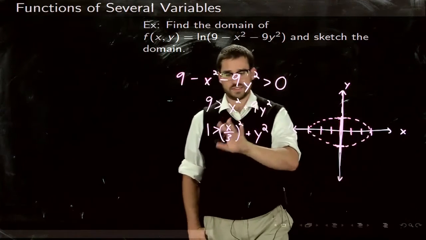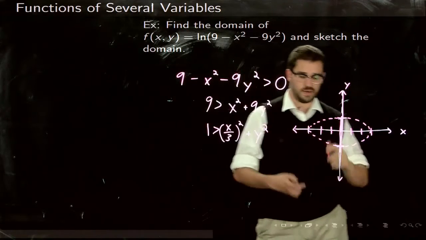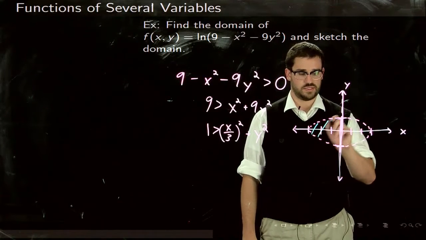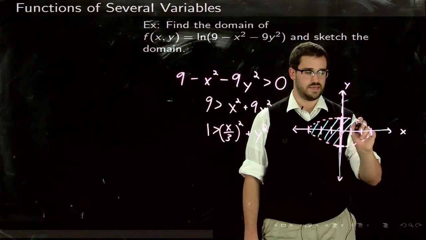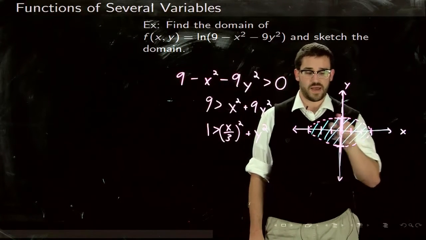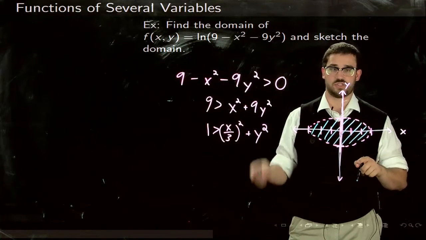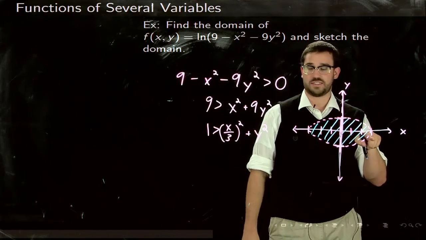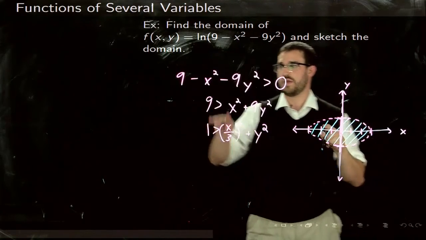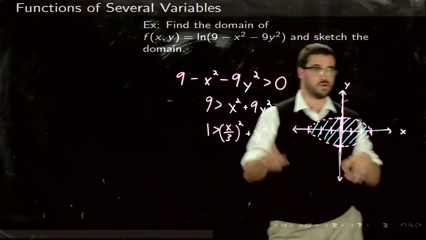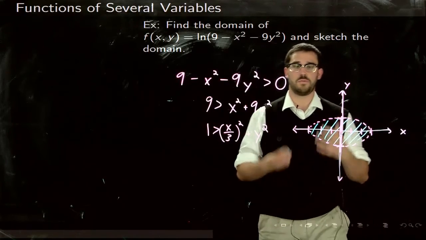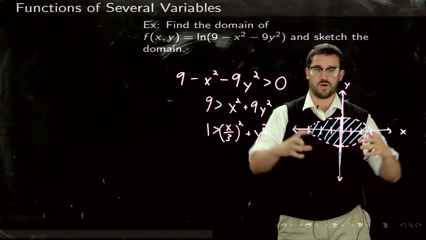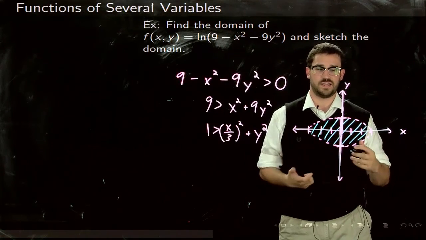Now, since this has to be less than 1, what that really means is the entire domain is going to be everything inside the ellipse. Now, the boundary isn't included because we need it to be strictly less than 1. Because if we picked, for example, x to be 3 and y to be 0, then this inequality wouldn't be true because 0 isn't greater than 0. So the domain of this function would be this domain right here, everything inside this ellipse in R2.